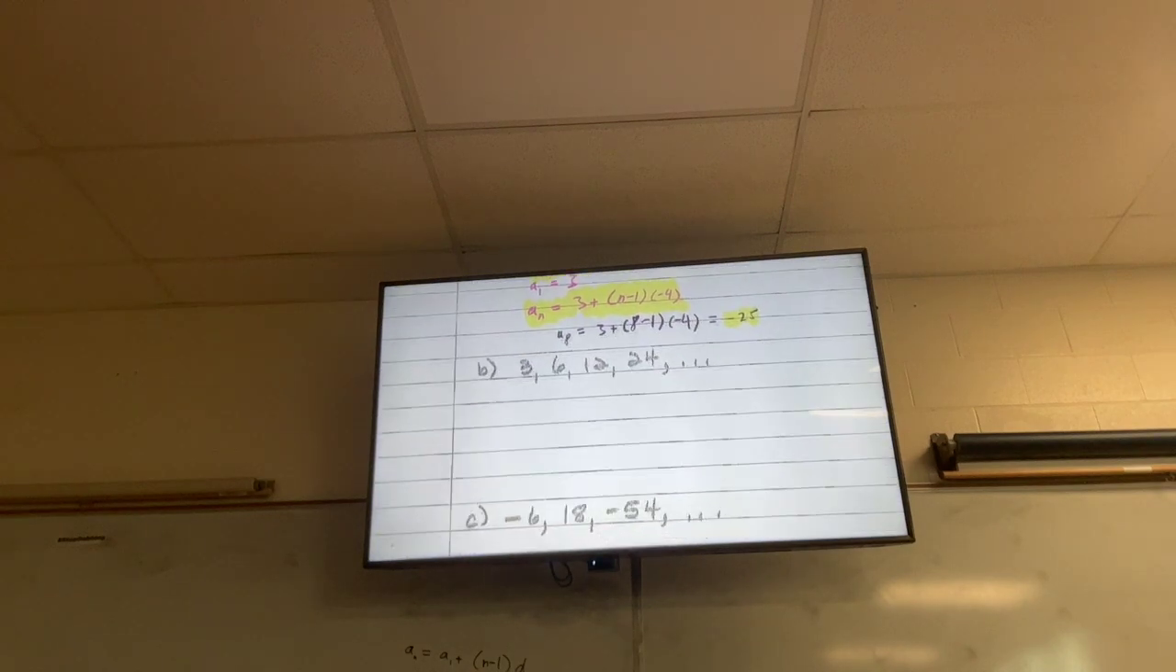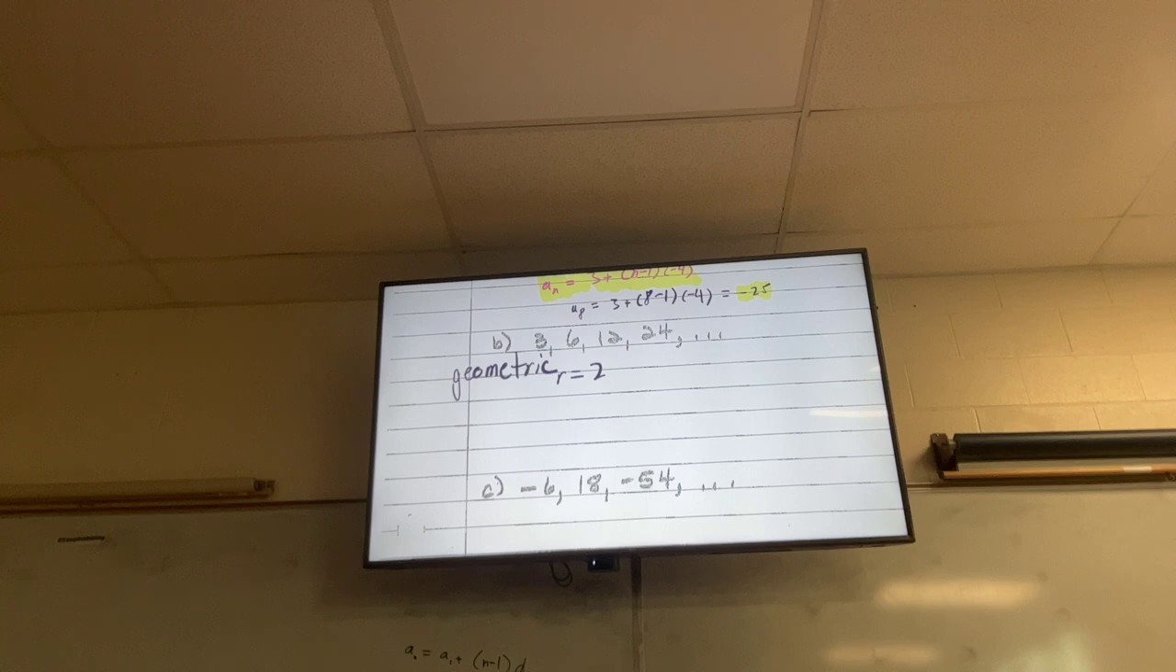All right. This next one. How did we go from term to term? How did we go from 3 to 6 and 6 to 12? Times 2. Okay. So this is geometric, right? So my r is 2. It's geometric. I'm going to do the exact same thing as I did for my arithmetic sequence. But there's just a different formula.